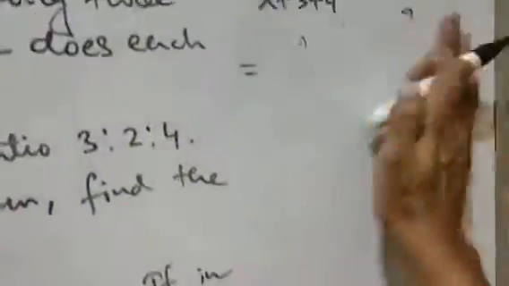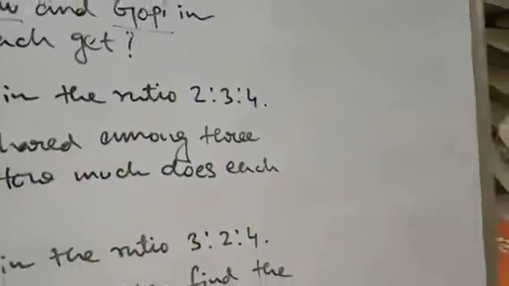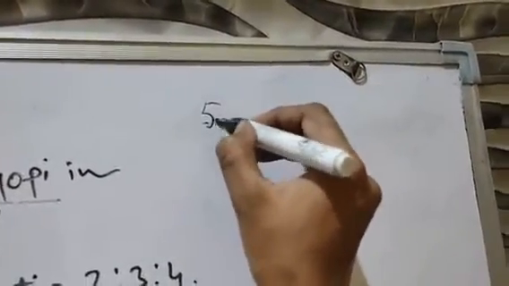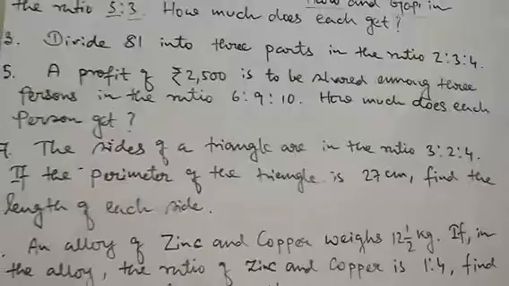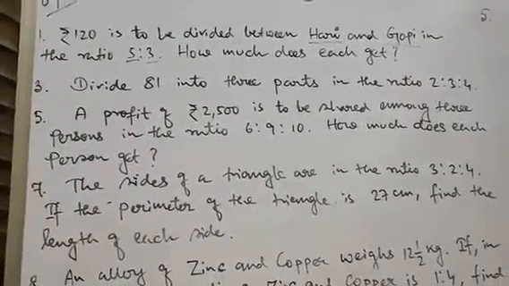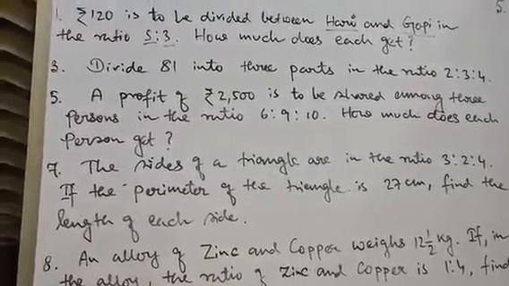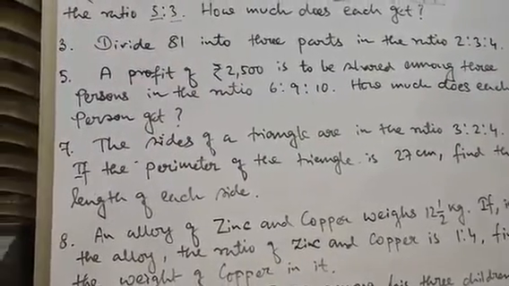Next question, number 5. Question number 5 says a profit of rupees 2500 is to be shared among 3 persons in the ratio 6:9:10. How much does each person get?